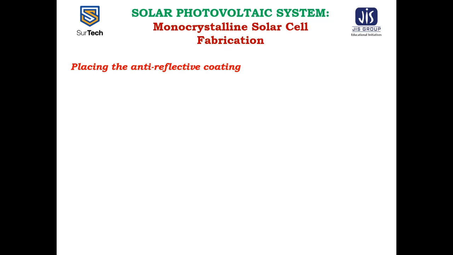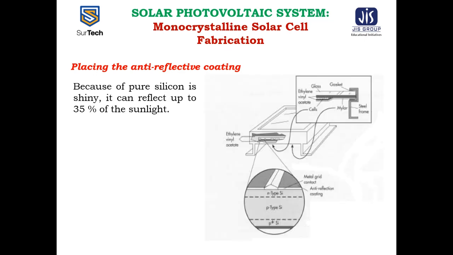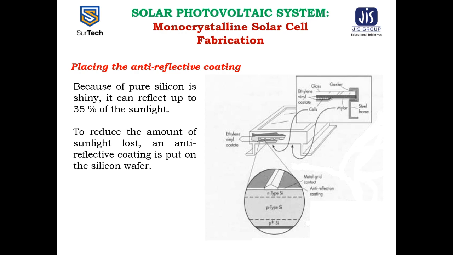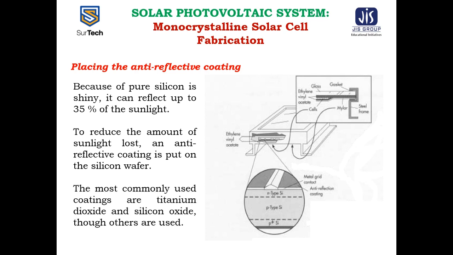Now placing the anti-reflecting coating. Because pure silicon is shiny, it can reflect up to 35% of the sunlight. To reduce the amount of sunlight lost, an anti-reflective coating is put on the silicon wafer. The most commonly used coatings are titanium dioxide and silicon oxide, though others are used. So as the anti-reflectant coating, titanium dioxide and silicon oxide are used.